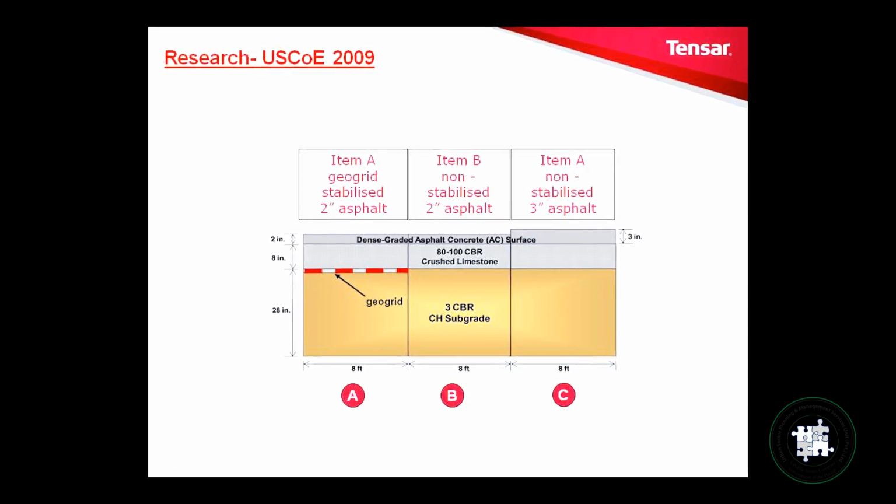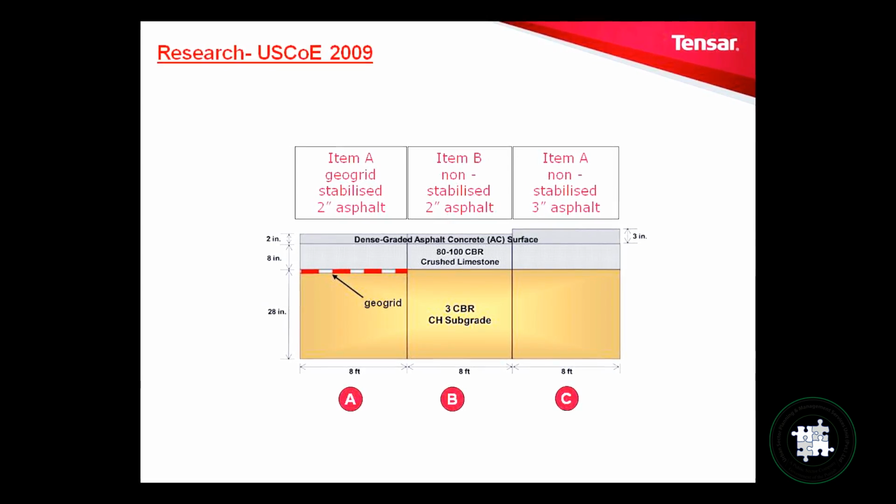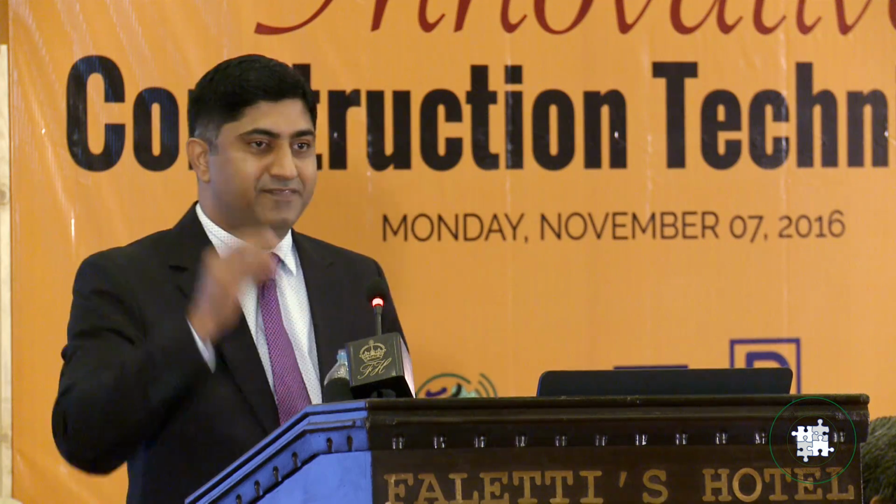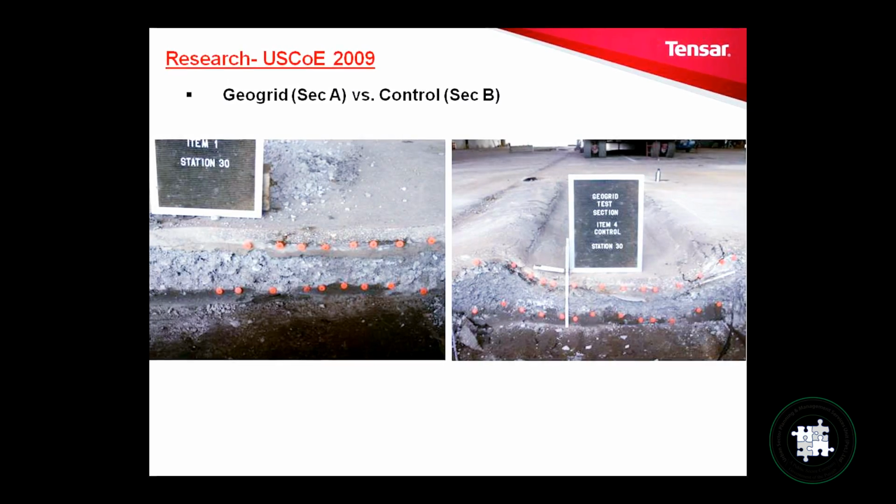This is the cross section of US Corps of Engineers. Different items. One was Geo-grid, one was control, and one was again control but with thicker pavement. And we can see the difference from the graph, the performance of A, B, C. A section is Geo-grid, B and C are control sections. B is thinner, C is thicker. Of course, the thicker performs more, the thinner performs less. But on top of both these sections, the stabilized section performs a lot better than these thicker and thinner sections. So this is the real photograph from the site after excavation to see the deformation.